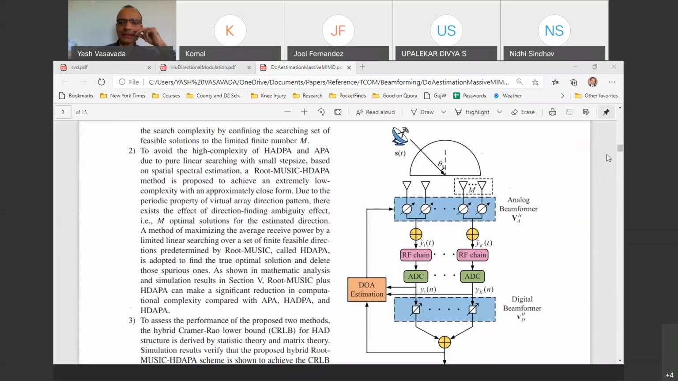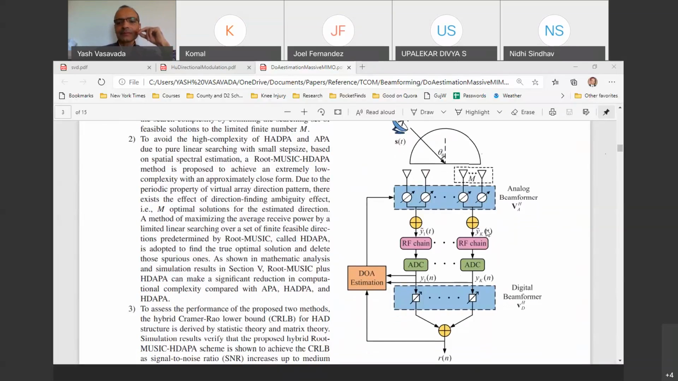So who is next? Divya? Yes. They are basically combining, so instead of using capital N such RF hardwares, they are combining into K sets of M elements each, and then they are using K such hardware. Correct. Correct.